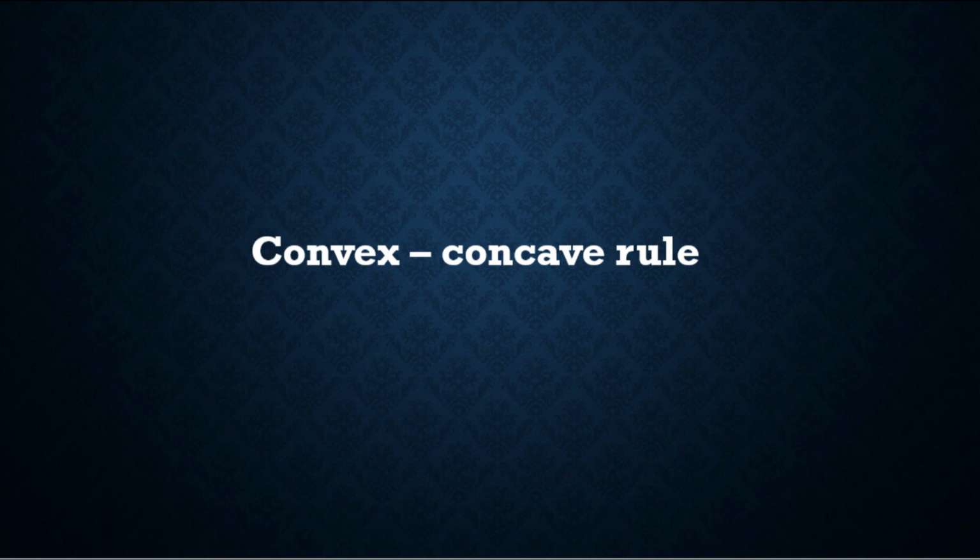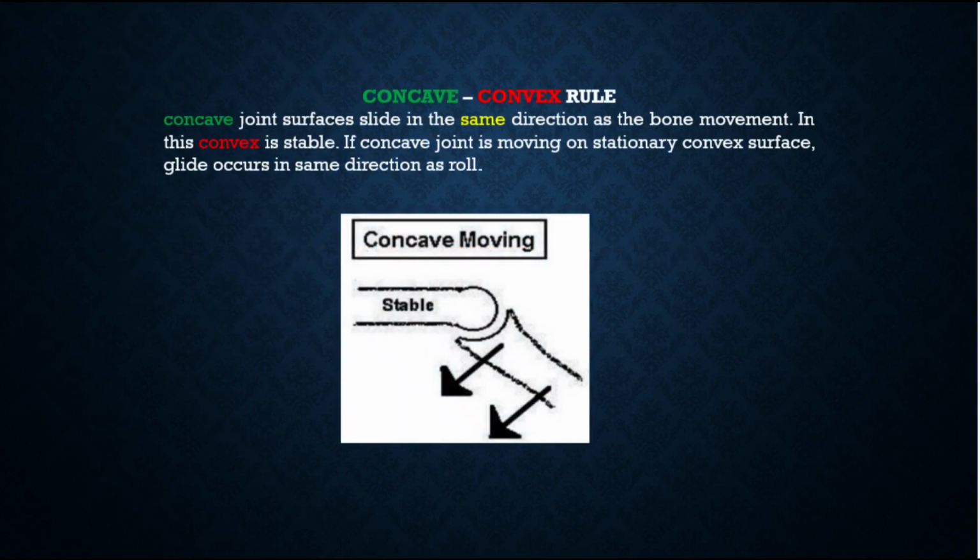Now it's time to discuss the concave-convex rule. In the concave-convex rule, concave joint surfaces slide in the same direction as the bone movement. In this, the convex surface is stable. If a concave joint is moving on a stationary convex surface, glide occurs in the same direction as roll.